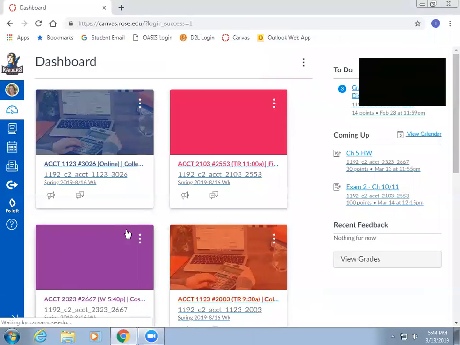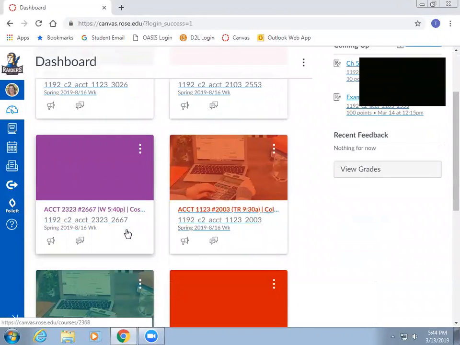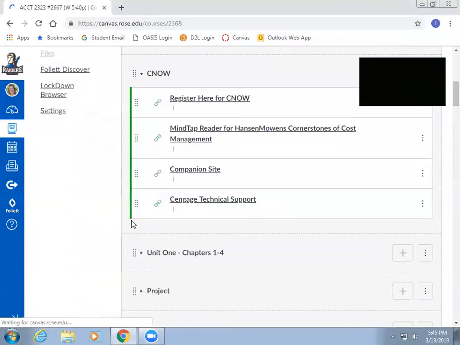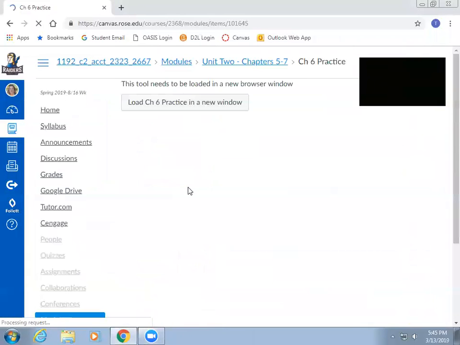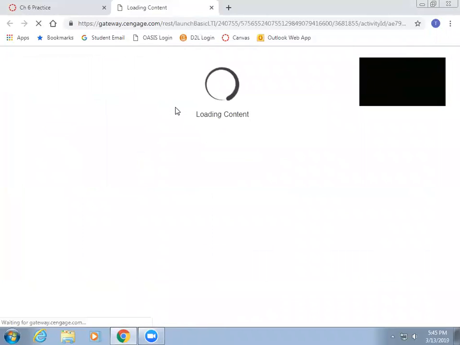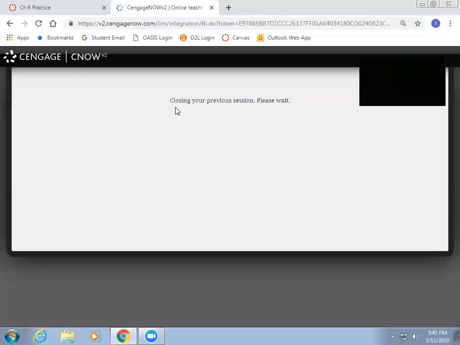Okay, so we are ready to start chapter 6 on process costing. Job costing was a little bit easier than process costing. Process costing gets a little tricky, but we're going to step through it. You should see a chapter 6 practice out under unit 2. You can go ahead and load that in Cengage.